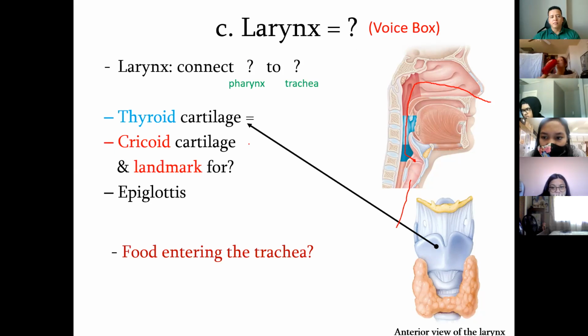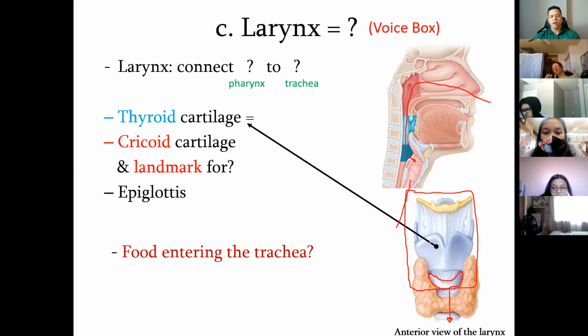Right underneath the thyroid cartilage, we're going to have another cartilage right down here. And this one is what we call the cricoid cartilage, which basically marks the end of the larynx. So the larynx goes from here to here, okay? Below this point here, we're going to have the trachea, right?